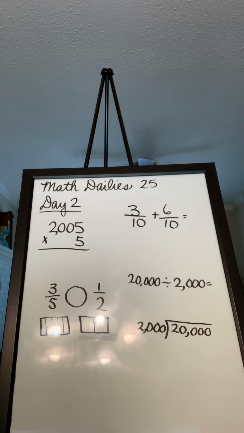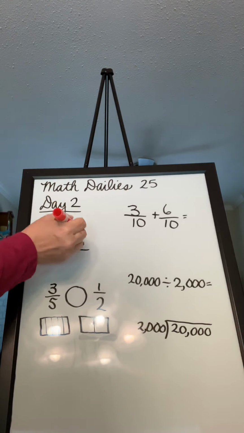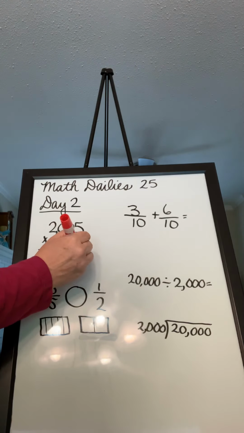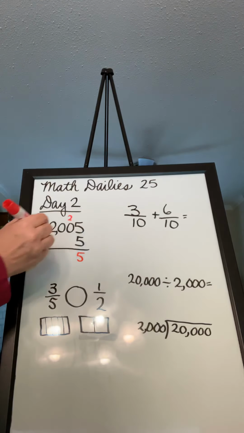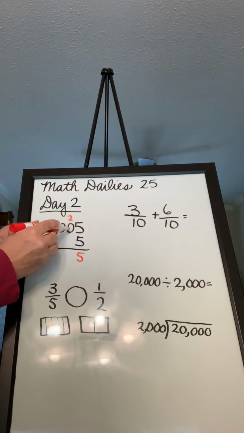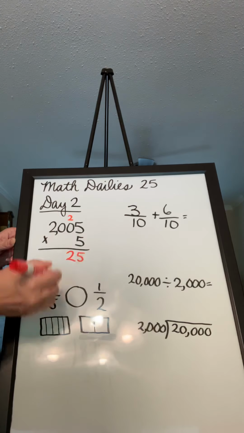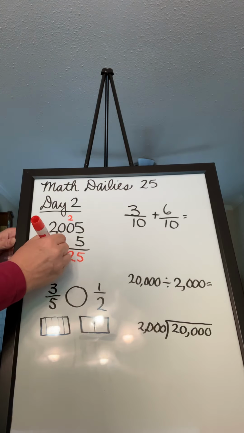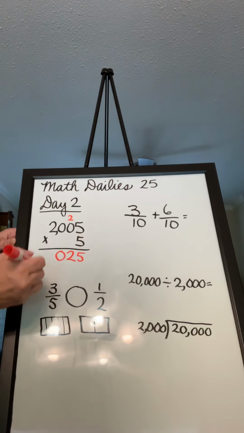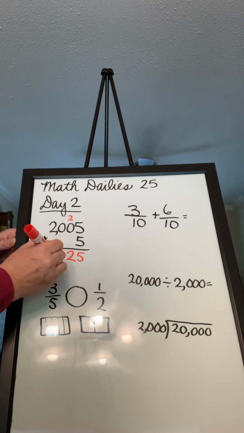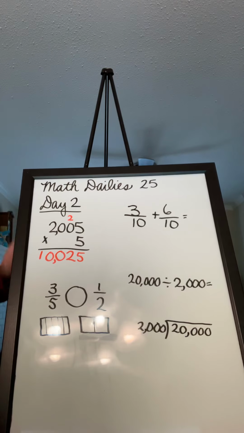In box 1, we have a multiplication problem, 2005 times 5. I rewrote it vertically to make it a little bit easier. 5 times 5 is 25, so we carry the 2. 0 times 5 is 0, plus 2 is 2. 0 times 5 is 0, and 2 times 5 is 10. And then we put our comma, and we have 10,025.